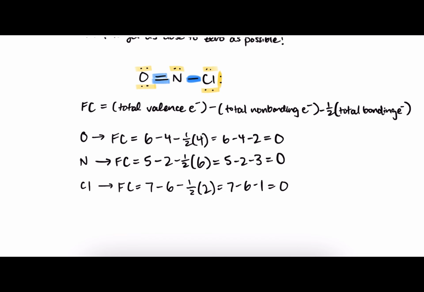So since all of these numbers came out to 0, we can say that this is a good Lewis structure. So this is a plausible Lewis structure for this molecule.